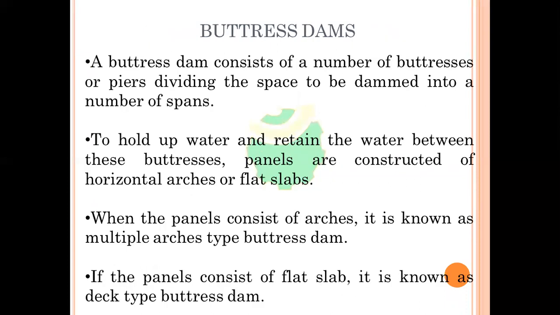Next, buttress dams. The third type is buttress dams. Gravity dams, arc dams, and buttress dams are all rigid structures.